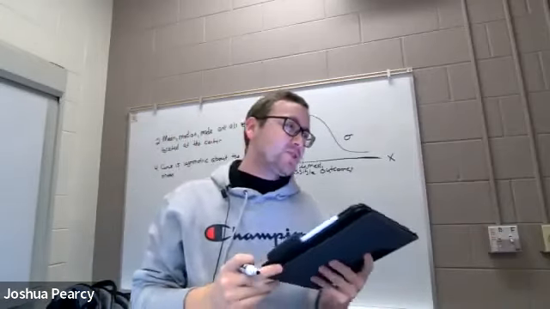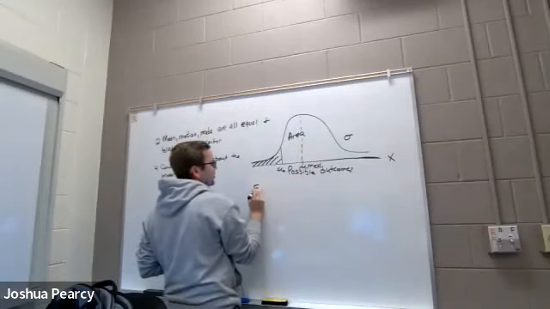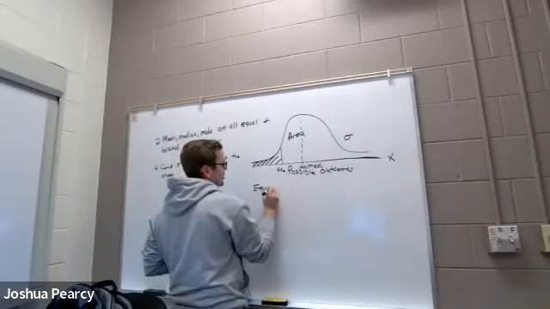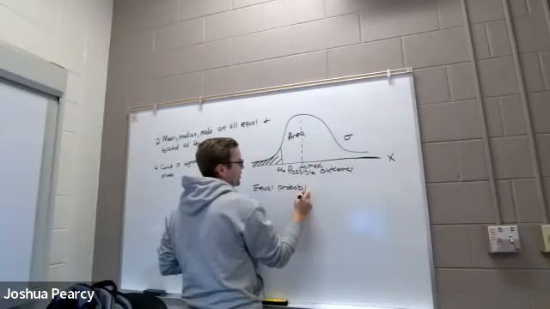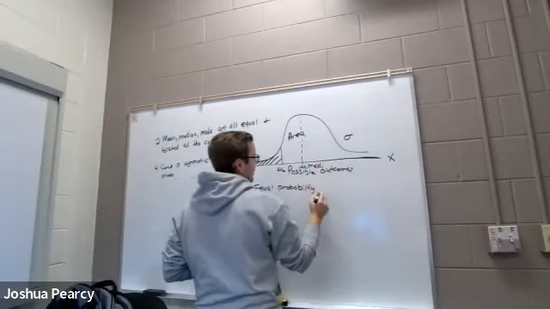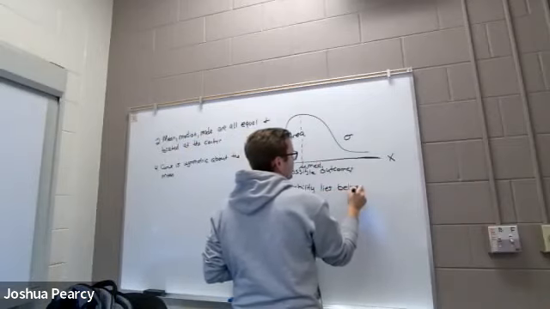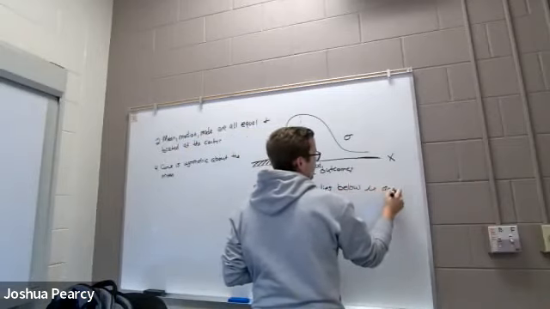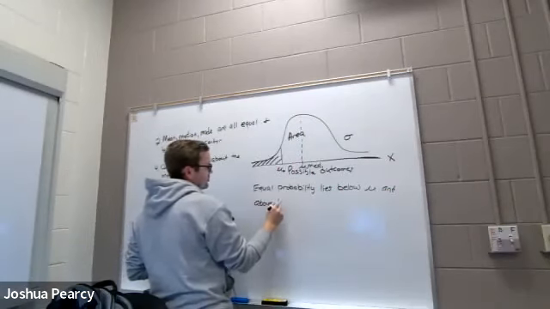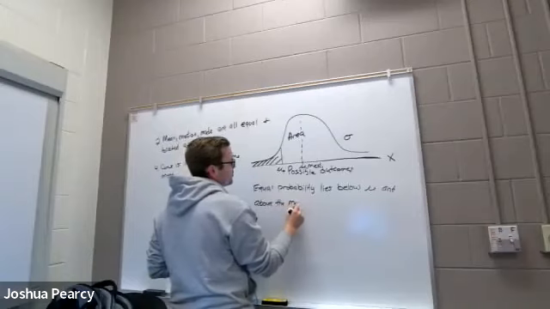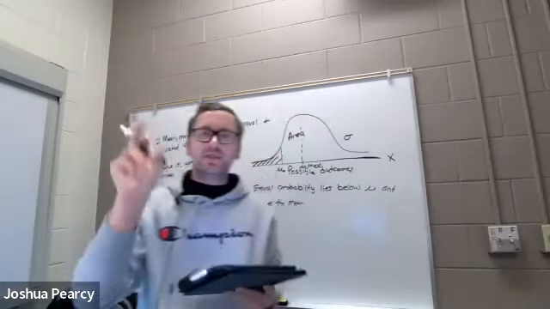Since it's symmetric, that means an equal probability, or equal area, lies below the mean and above the mean. We'll expand this later when we talk about finding the area between two values.